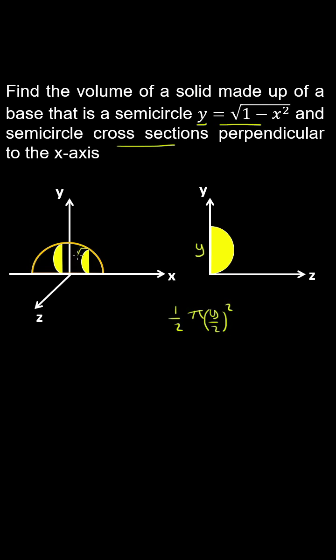And we assign a thickness dx in the horizontal direction to get the volume of one of those sections, and then integrate from x equals -1 to 1 to get the volume of the solid. And now you can substitute for y, evaluate that integral, and post your answer in the comments.